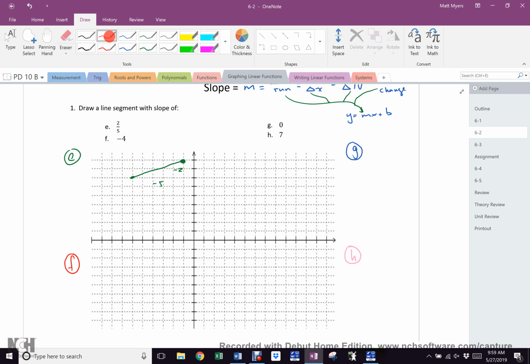F. If I start here, could I do a slope of -4 and stay within the quadrant? Yes or no? Get the answer in your head. Everyone has it? Yes, I can. Because I would go up 1, 2, 3, 4 and left 1. And I would be okay.